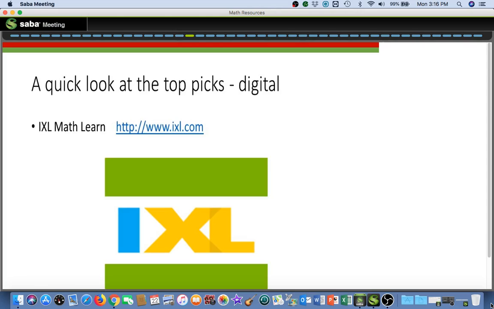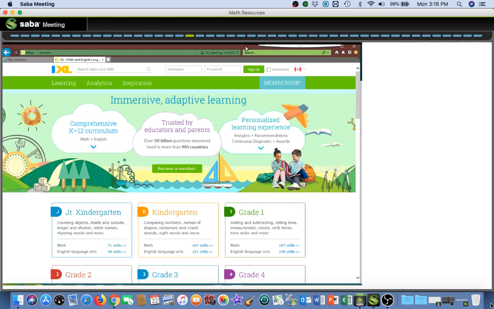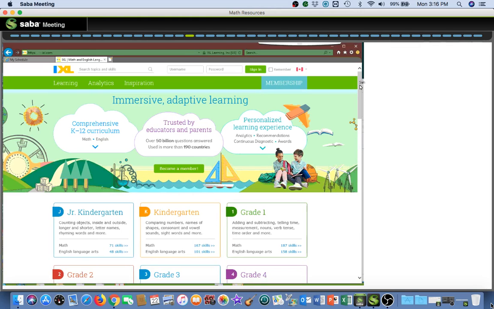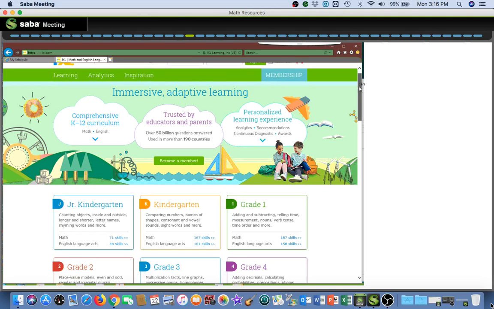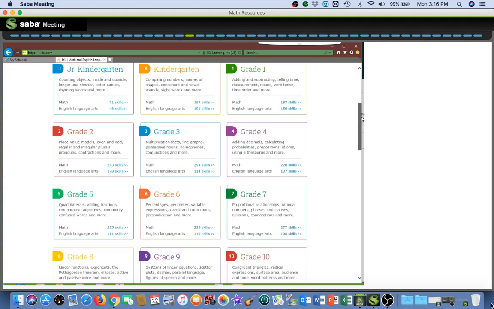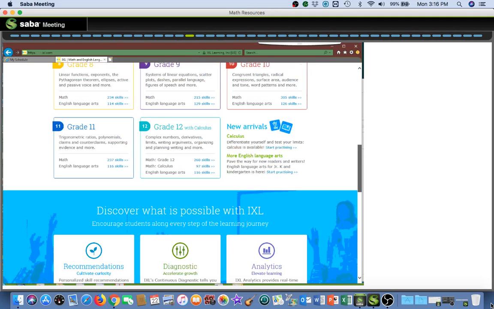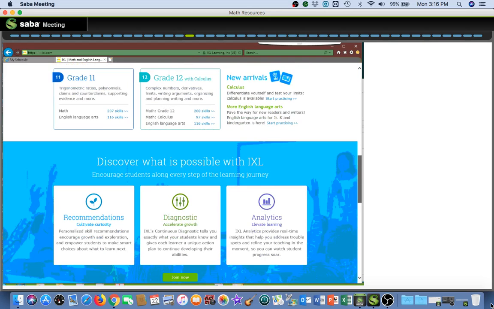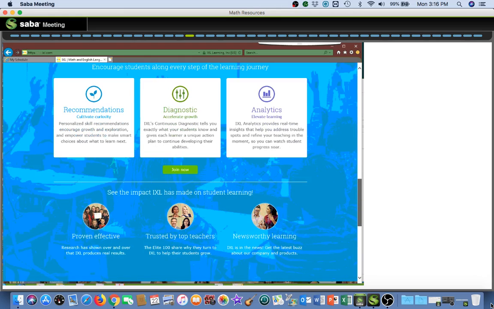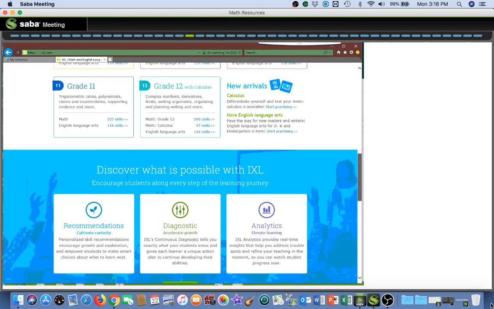Okay, moving on to another top-rated digital resource, which is IXL Math Learn. And here we go. Once again, notice, trusted by educators and parents, comprehensive K-12 curriculum. But of course, you can scan through this by grade, look at the materials, and pull those which fit best with your students. Is this a common challenge? Excuse me, I'm going to look at Candace's comment. I think she's going to answer the question I was just about to ask.